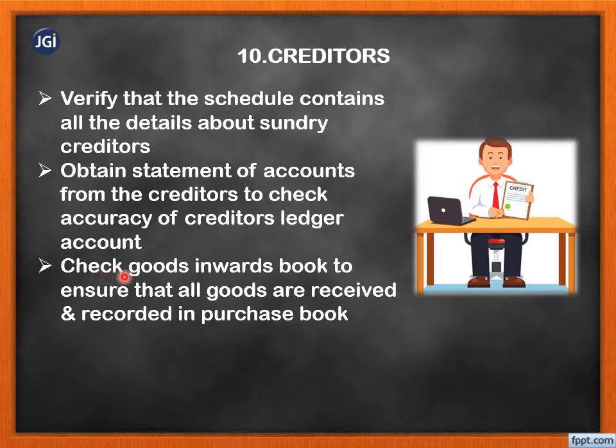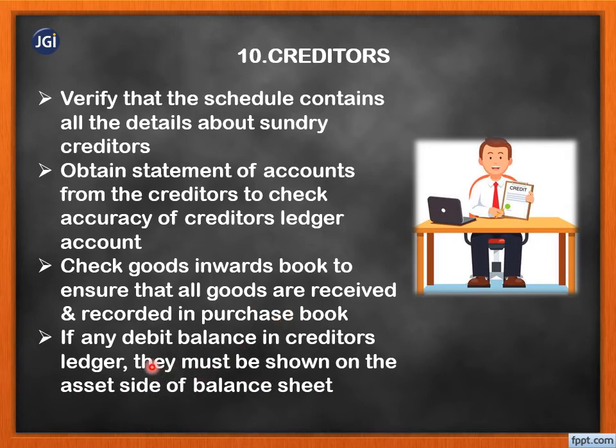He should check the goods inwards book to ensure that all goods purchased during the year have been actually received and are duly recorded in the purchase book. If there is any debit balance in the creditors ledger, the auditor should see that they are shown on the asset side of the balance sheet.